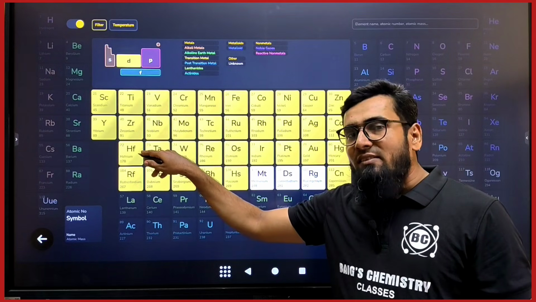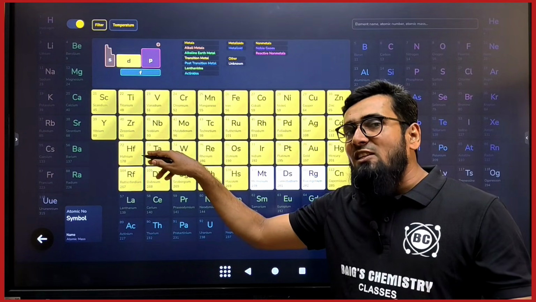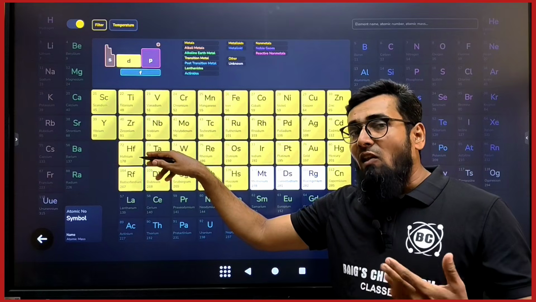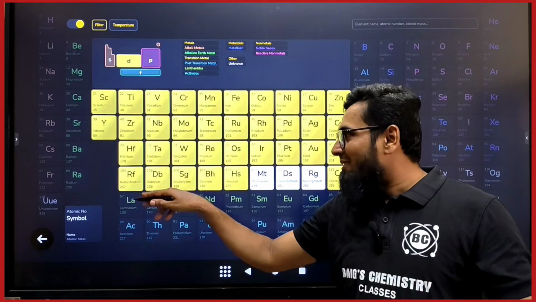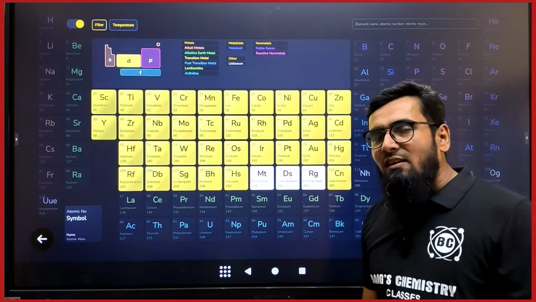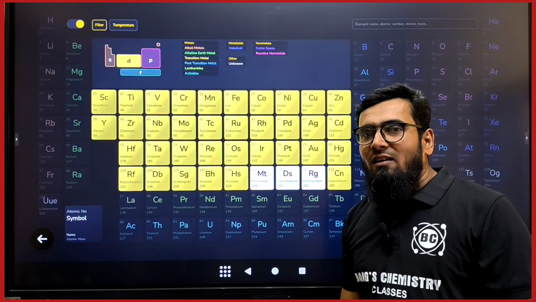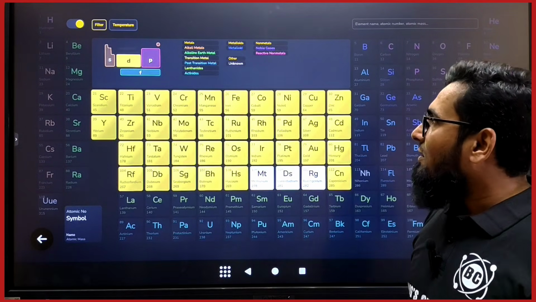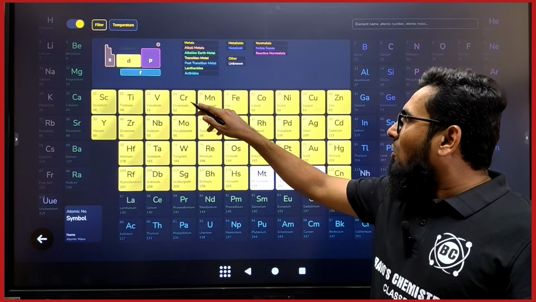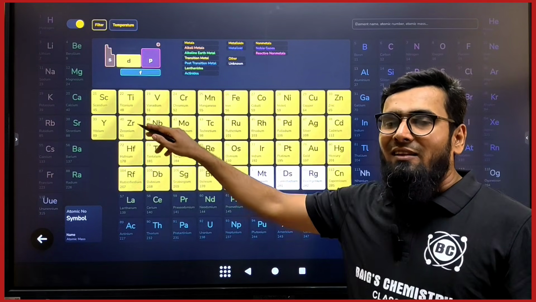Then this is the 5D series, meaning the 5D subshell is being progressively filled. The last entering electron enters into 5D. Then this is the 6D series. It means the last entering electron enters into the 6D subshell. Like this, we are having some series here. Okay. So these are also called transition metals.